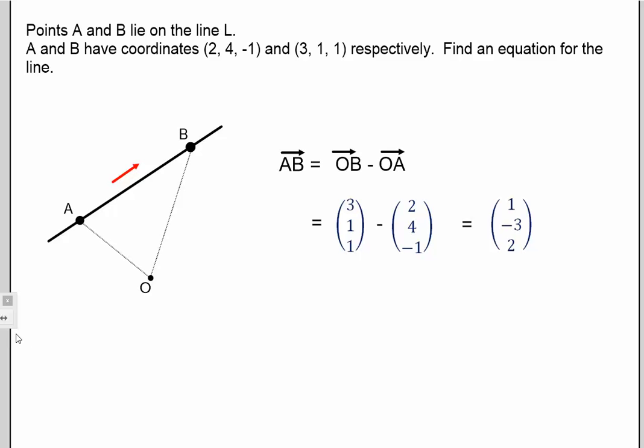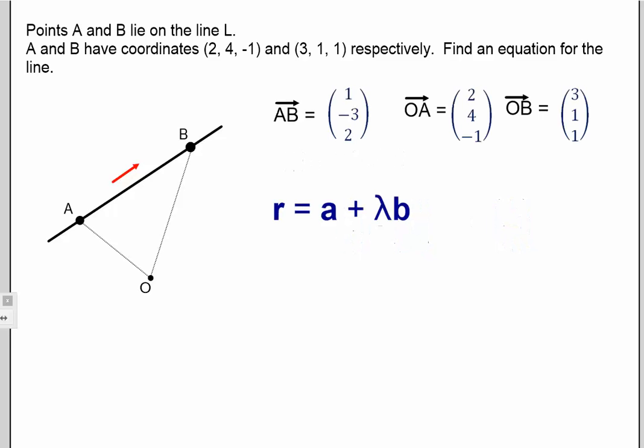So we've now got everything we need. We need a fixed point and we need a direction vector. So just writing down our equation of the straight line, we've just said that AB is our direction vector, so I'll put that one in first. So it's lambda (1, -3, 2). And a position vector, well, we've got two here to choose from. Both of them would be equally okay, so I'll just take the first one. And we've got one possible solution now for our equation of the line: r equals (2, 4, -1) plus lambda (1, -3, 2).